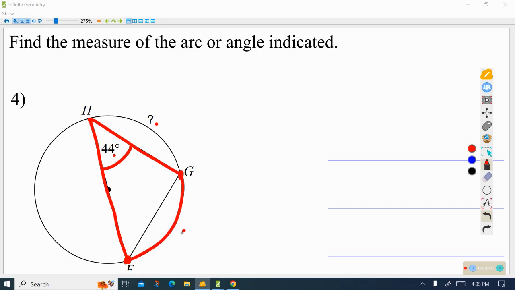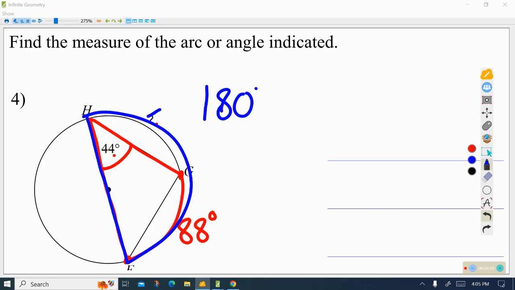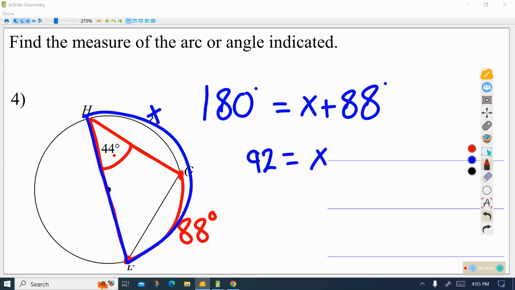And so outside is double of 44, and that gives me 88 degrees. Okay, well now the realization we've got to make is that this line cuts the circle in half, and therefore this whole arc must be equal to 180. So whatever this x is, that piece that we need to make, I know that x plus 88 has to make that 180, right? And so that tells me that x must be equal to 92, okay? You just take 88 from both sides.